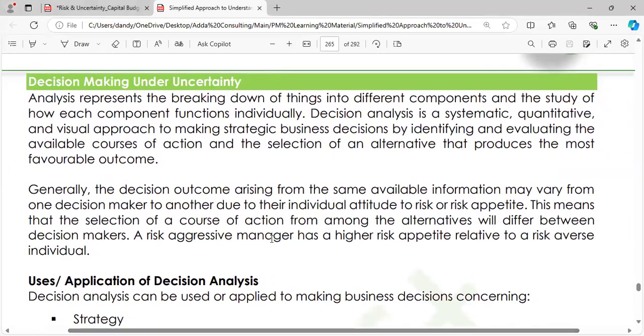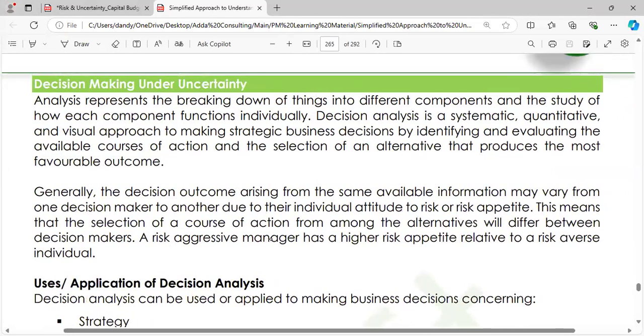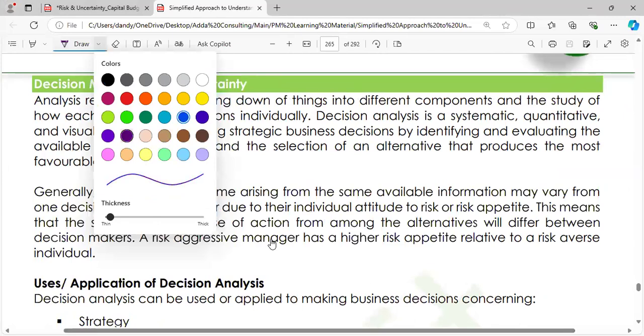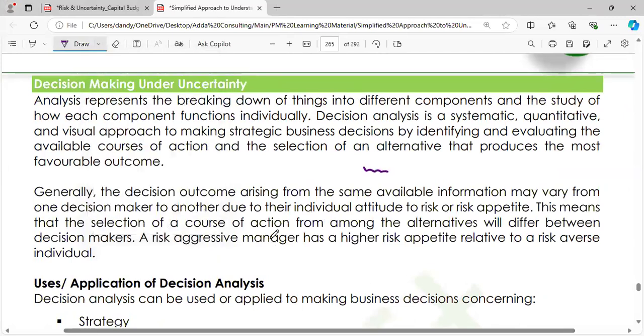Now, what do you understand by decision analysis? Okay, let me. So, decision analysis represents a systematic, quantitative, and visual approach to making strategic business decisions by identifying and evaluating available courses of action and the selection of an alternative that produces the most favorable outcome.